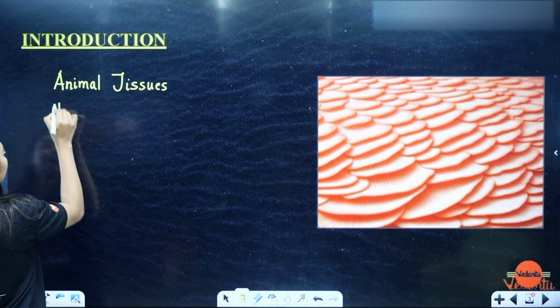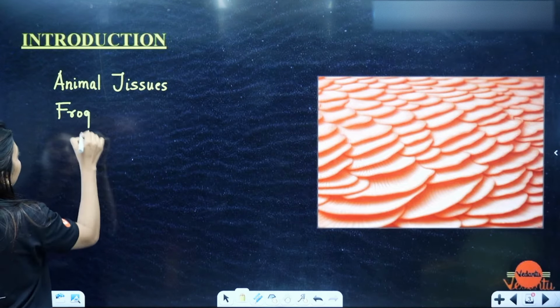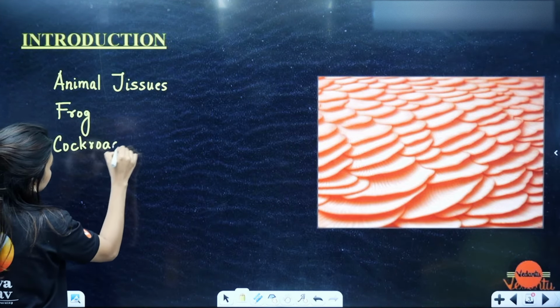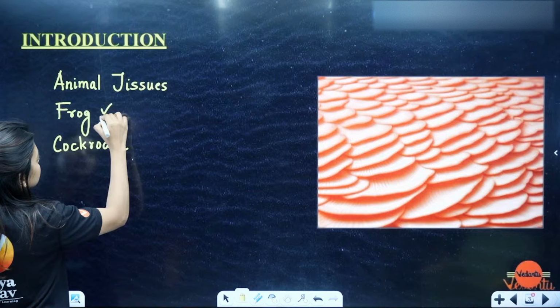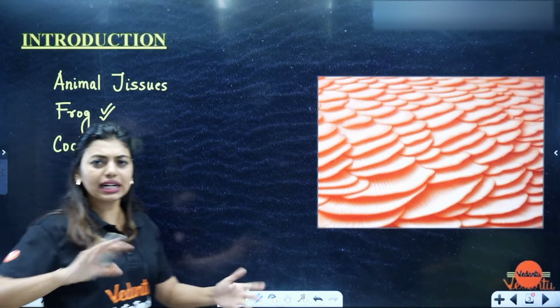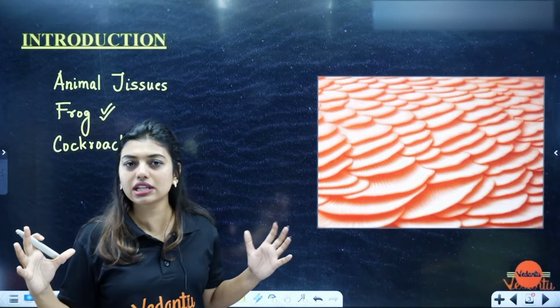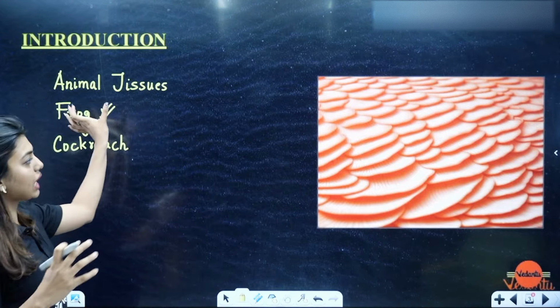After that you have the frog and you have the cockroach. Last year, in 2025, if you notice, a lot of questions came from the frog. Every year it goes up and down, but we cannot predict it, so we have to learn all the syllabus as such. So we are going to start with animal tissues.